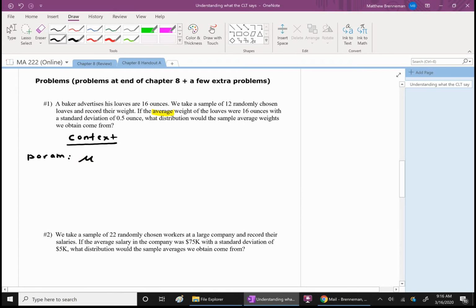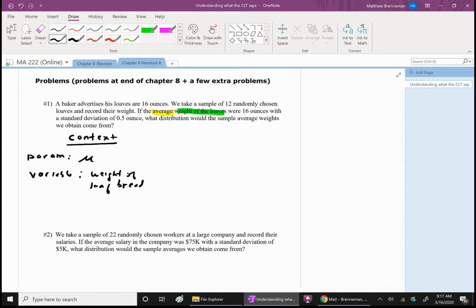So the next thing we want to do is figure out what is the variable: mean of what, right? And one of the nice things about starting with the parameter first is that the variable generally comes right afterwards, right? Average of what? Average of weight of loaves. So this tells us that our variable is the weight of a loaf of bread. Okay?